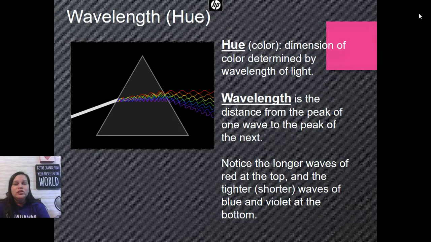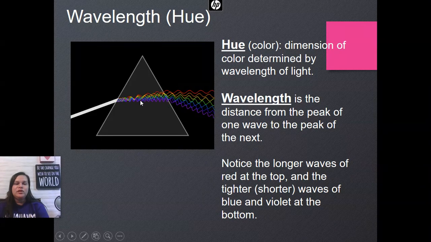More about color, we actually can refer to color as the hue, and that again is measured by the wavelength, by how long and how frequent these waves of light are that are coming into the eye. The wavelength is the distance from the peak of one wave to the peak of the next. Longer wavelengths tend to make more reddish colors.